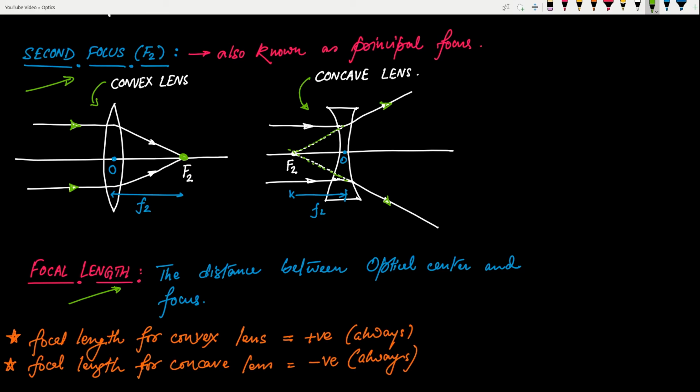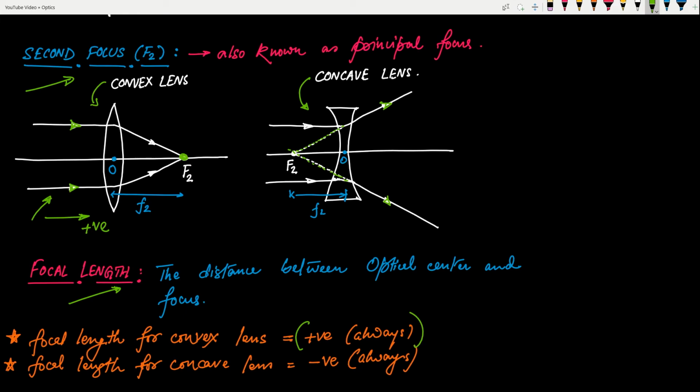Now let's understand the sign convention for second focus. The focal length for convex lens, we take it as positive. Why? The sign convention is similar to that of mirror. We know that the direction of incidence is always taken as positive. Now look into this diagram. The direction of incident ray is this side, so this side is taken as positive.